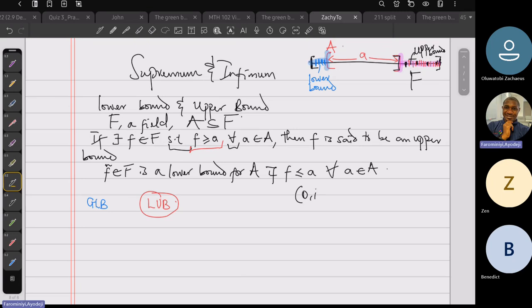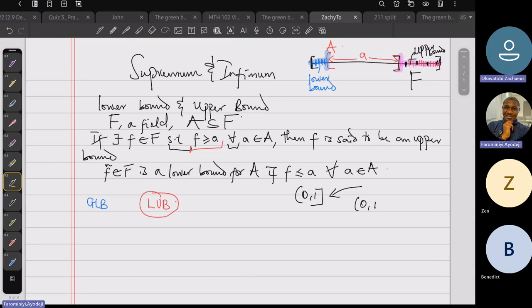It does not have the biggest element. But this set has the biggest element. Can anybody tell me the biggest element of this one? That's one. The biggest element there is 1. It is the endpoint of the interval. But if I open it, we don't have the biggest element.